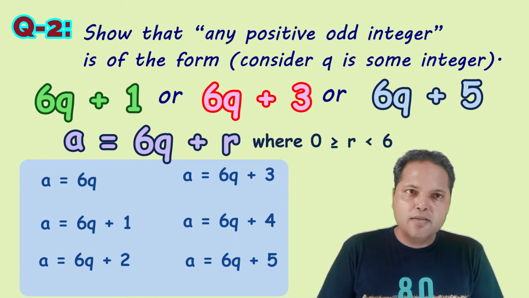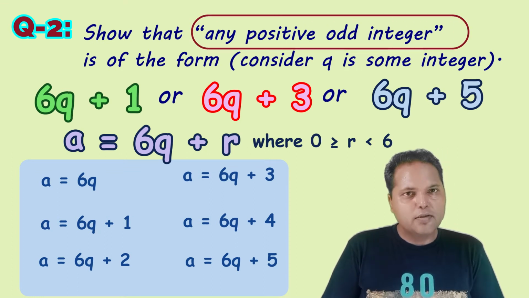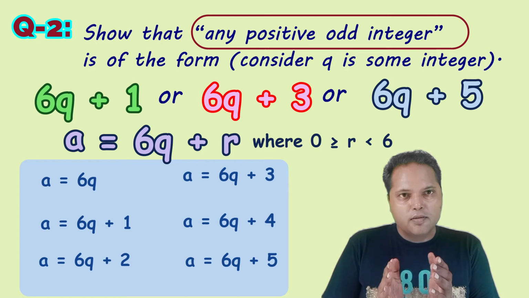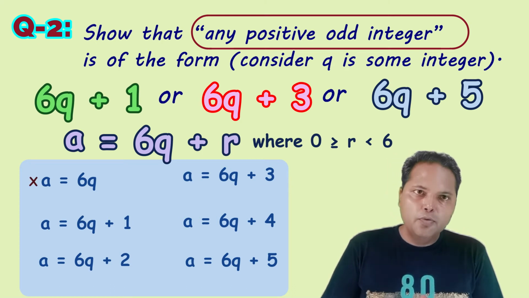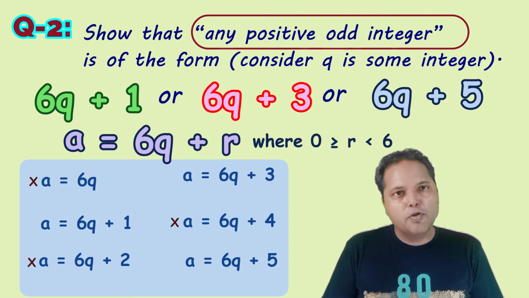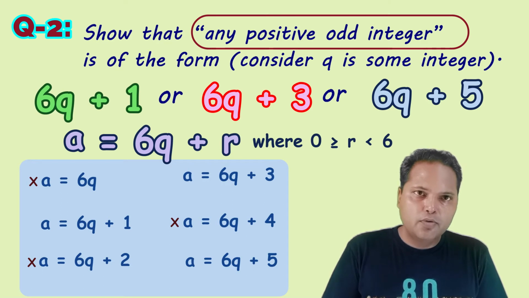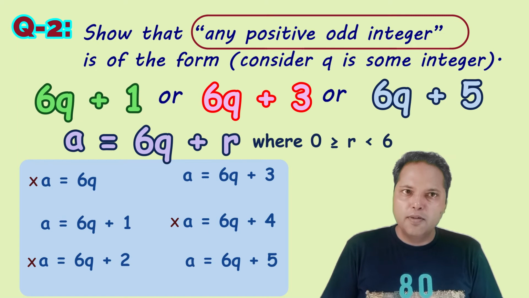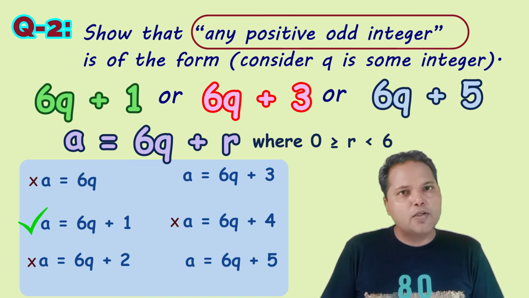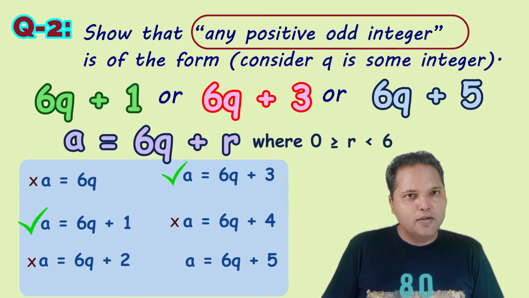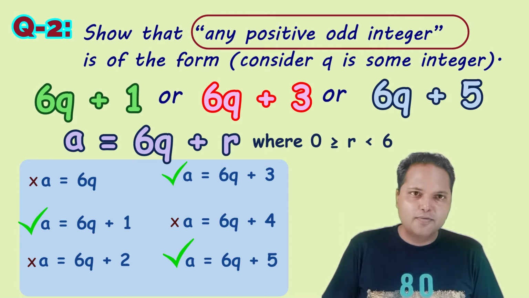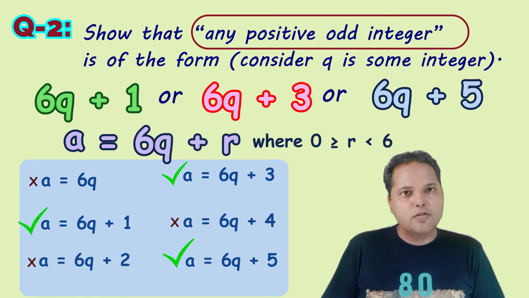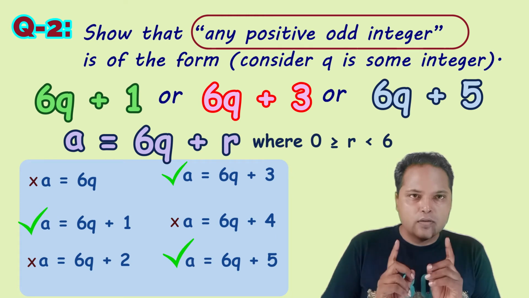Now since a is a positive odd integer, that means a cannot be 6q or 6q plus 2 or 6q plus 4, because these three forms are divisible by 2. So we can say that any positive odd integer can be in the form of 6q plus 1 or 6q plus 3 or 6q plus 5. So this is how we have solved this question. Now let's move on to the question number 3.